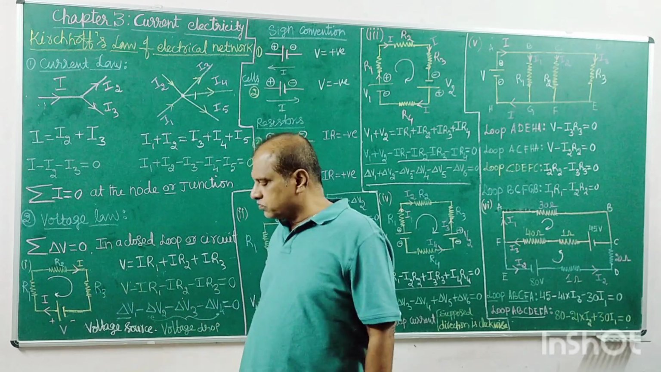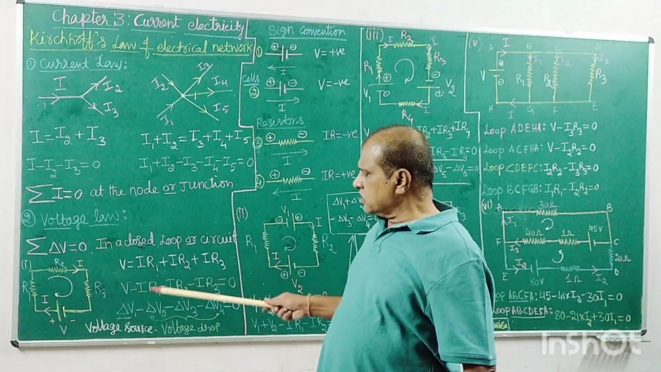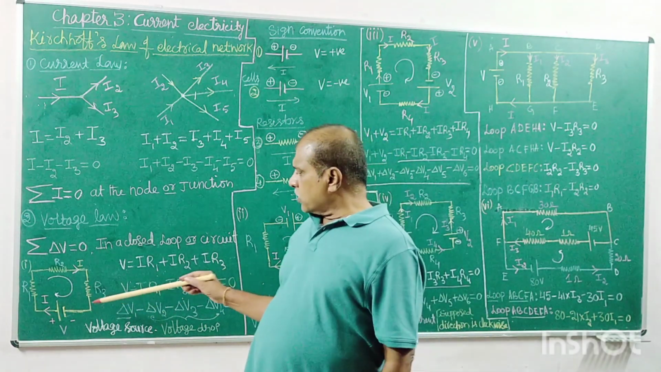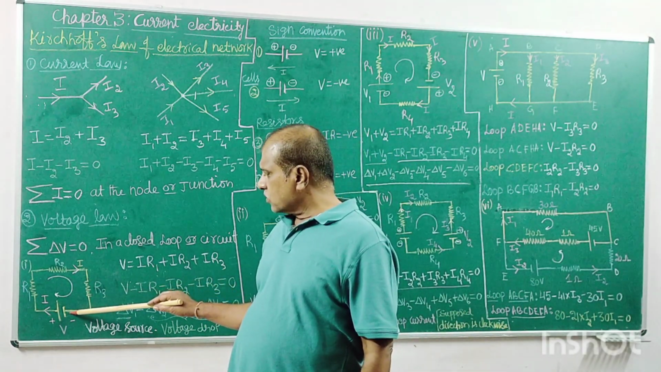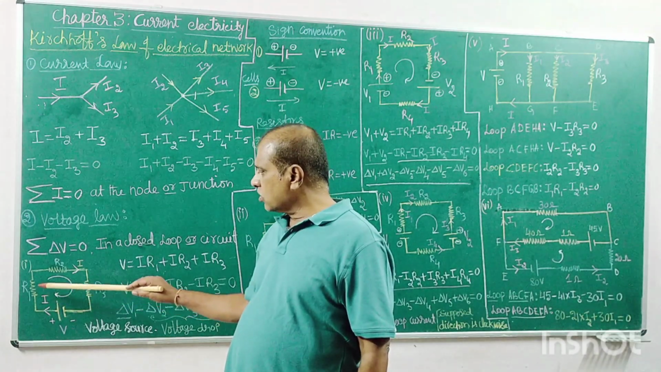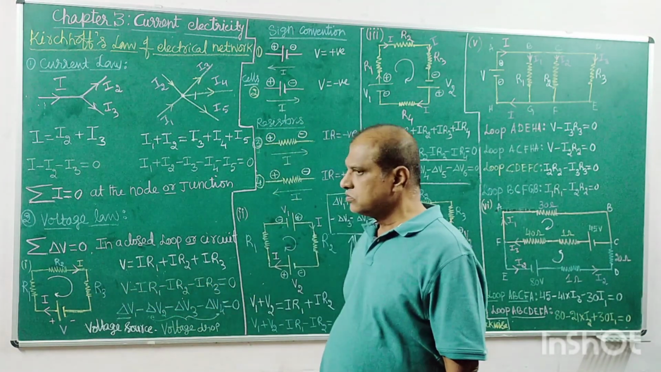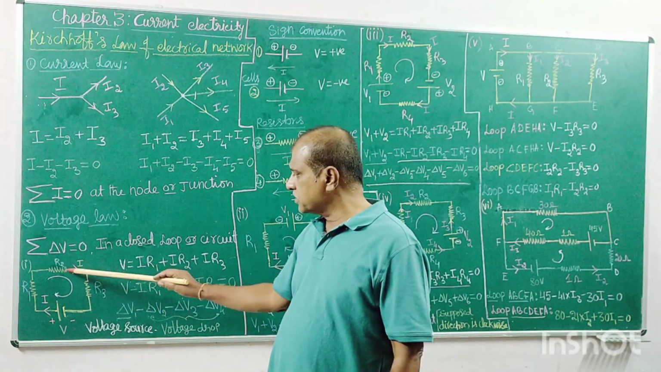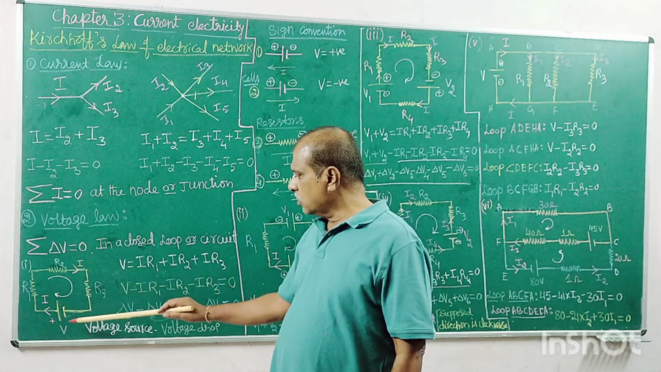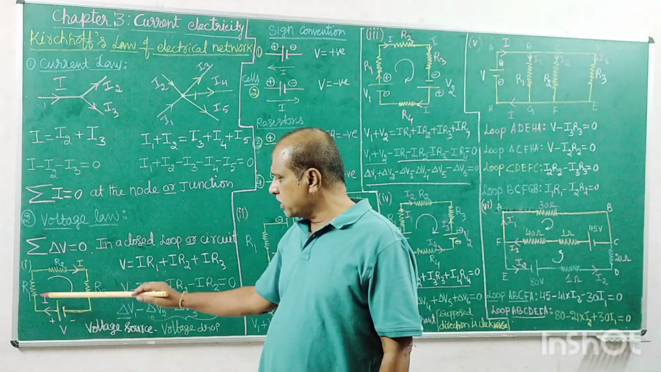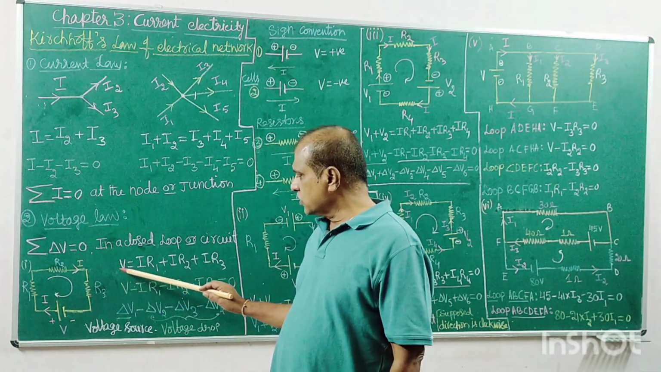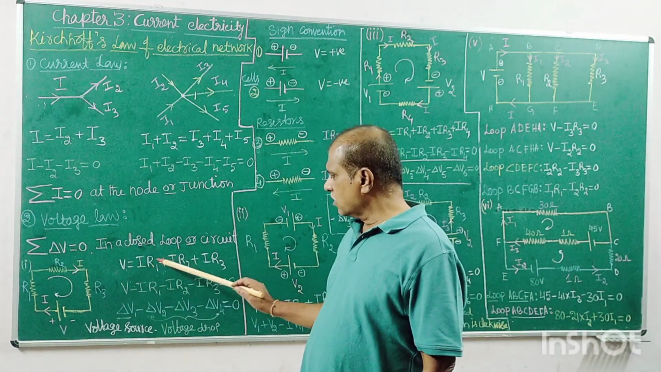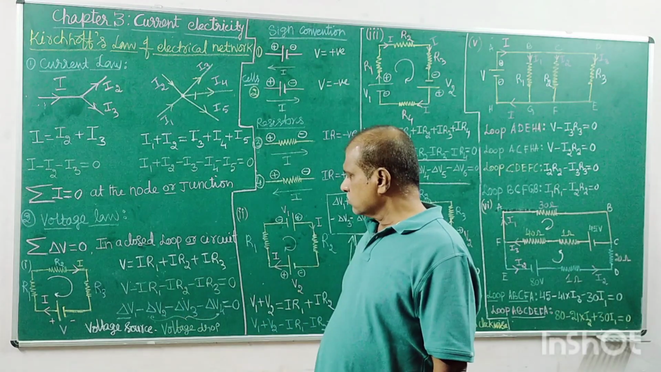Like this is the circuit. What does the concept say? The total amount of energy gained is the same as the total amount of energy lost. That is, voltage rise is equal to voltage drop. Here there is voltage rise only at this element, and voltage drop at these devices. So this is voltage rise, and these are voltage drops.